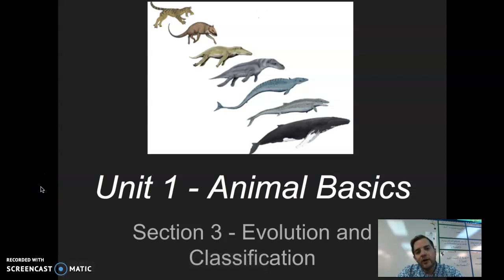Hey Zoology, we are entering our final section of Unit 1, Animal Basics. In this section, we're going to be hitting on evolution and classification. Some of the evolution stuff is going to be a review from bio, so I'll move kind of fast through it, and then the classification is going to be probably pretty new.